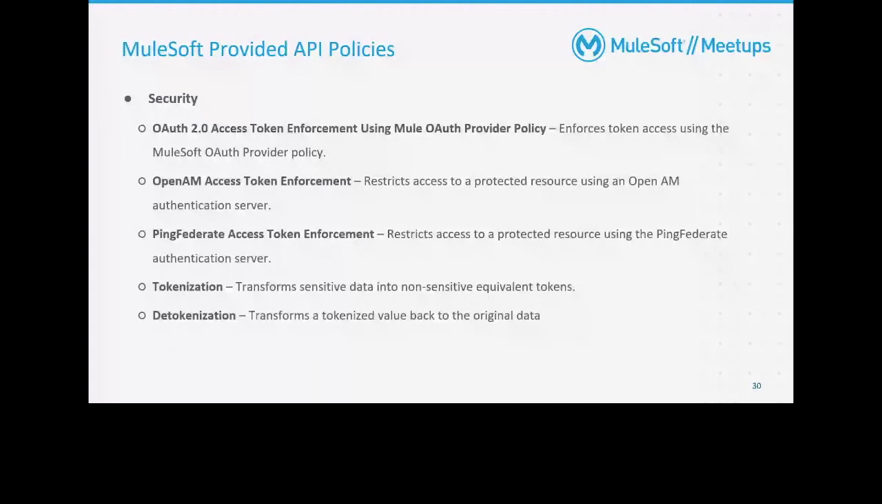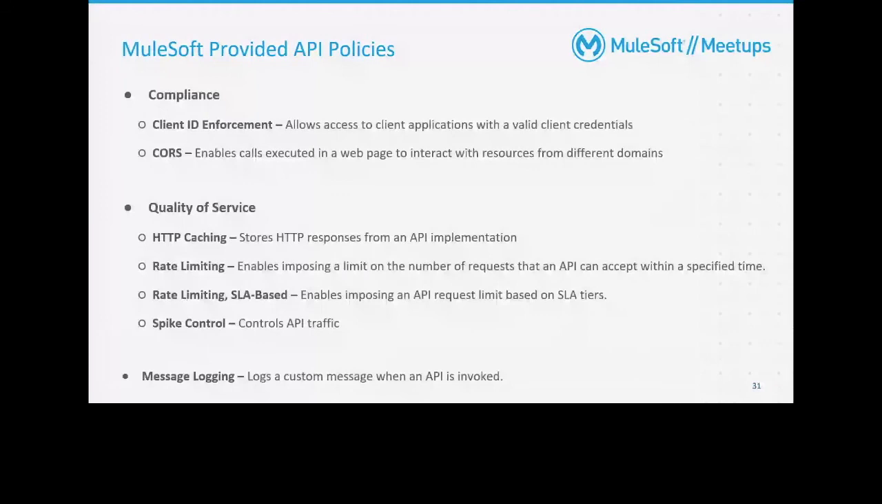So OAuth 2.0 access token enforcement, using Mule OAuth provided policies. So Mule also provides the service where you can enforce tokens in the request, and the MuleSoft service will validate them. And you have OpenAM access token enforcement, the Ping Federate access token, the ability to tokenize and detokenize sensitive information in the payload. And then there are a few other policies that we talk about.